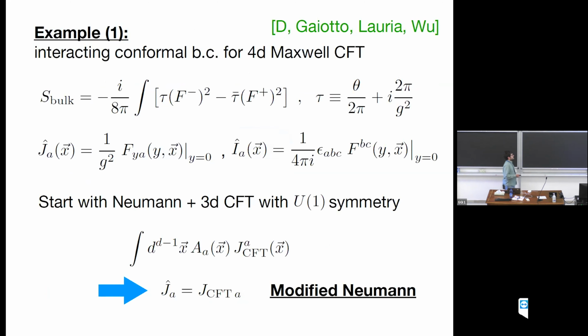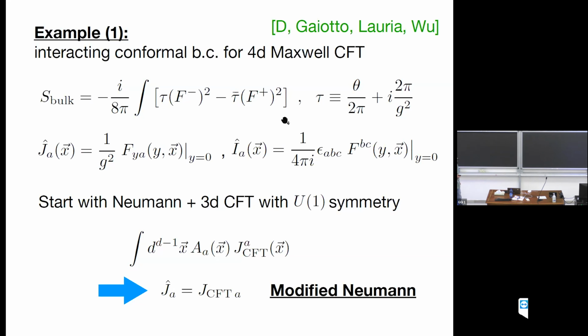So the first example that I want to mention, I studied this in a paper 2 years ago with Davide Gaiotto, Edoardo Lauria, and Jingshang Wu, is the case. So we'll start from the spin 1 and then go to spin 0. Is the case of the 4-dimensional Maxwell conformal field theory. So just considering the bulk, the Maxwell Lagrangian, also allowing theta term.